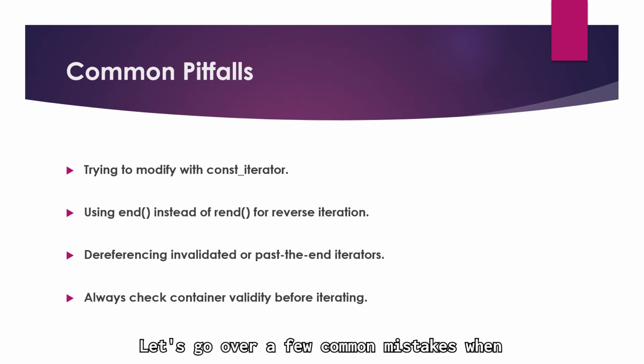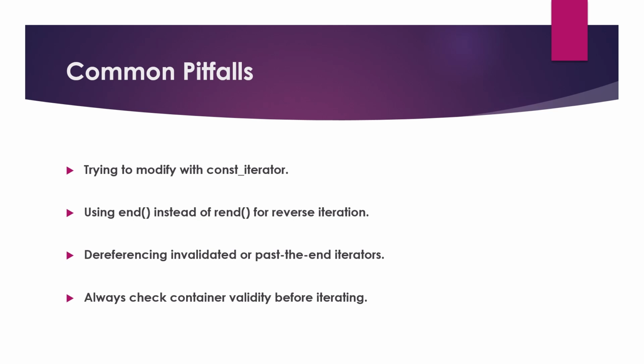Let's go over a few common mistakes when working with iterators so you know what to avoid. Modifying with a const iterator: you will get a compile error if you try changing elements. Use regular iterators when updates are required. Incorrect use of end instead of rend in reverse iteration: if you use end instead of rend in reverse loops, the logic breaks.